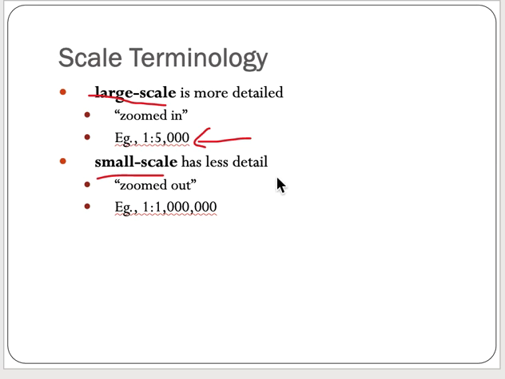Whereas a small scale map, you have less detail. It is zoomed out. An example would be a map of the United States. So it is zoomed out. We don't have a lot of detail. And the representative fraction is 1 to 1 million.